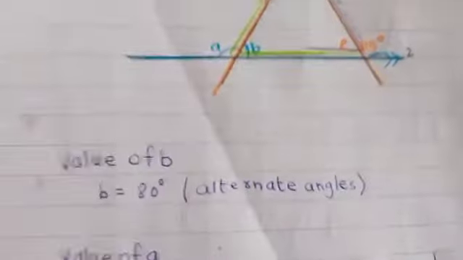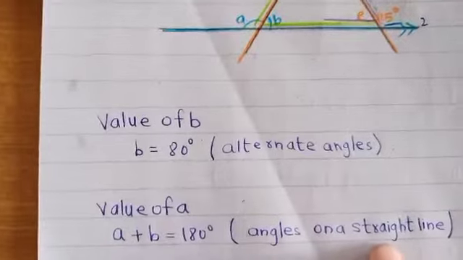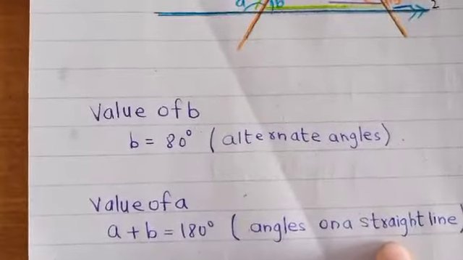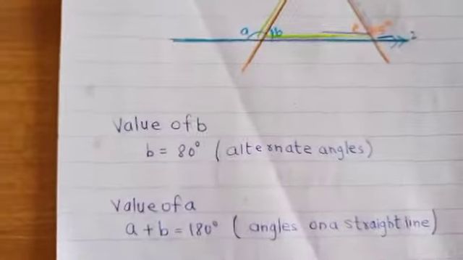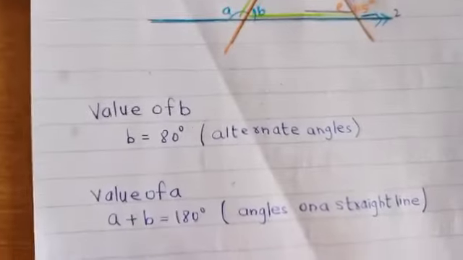of A. Okay, this time if you see, I have written angles on a straight line in the reason box in brackets. Okay, so you can either write angles on a straight line or you can simply write supplementary angles, up to you. Okay, both are correct. So A plus B is equal to 180 degrees. Why? Because they are angles on a straight line.